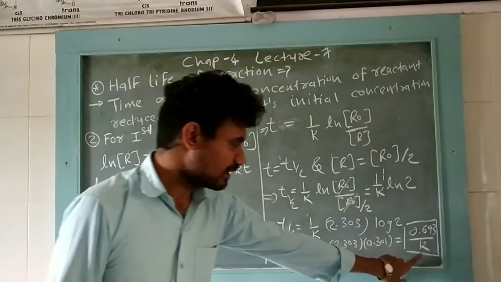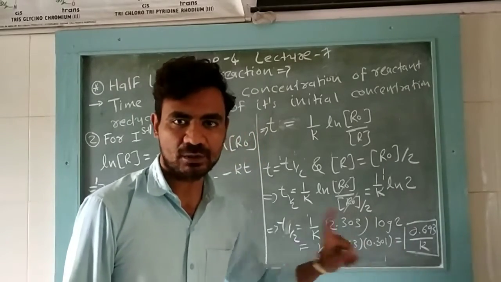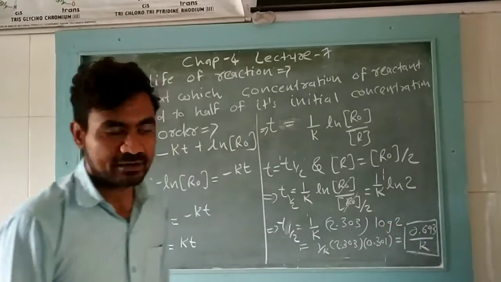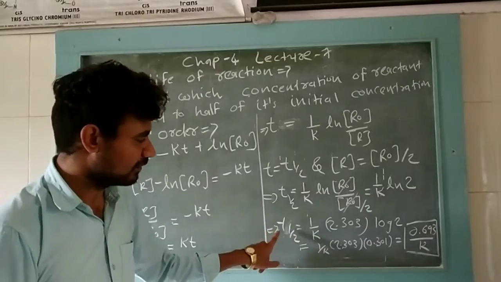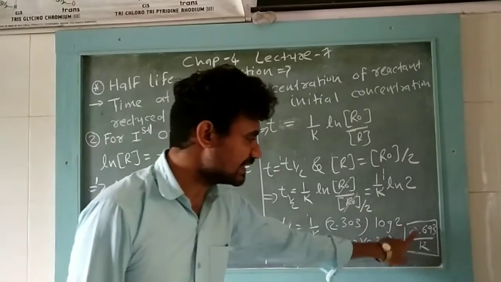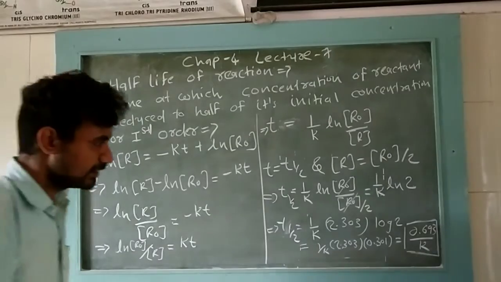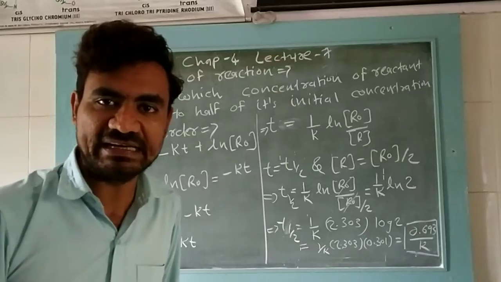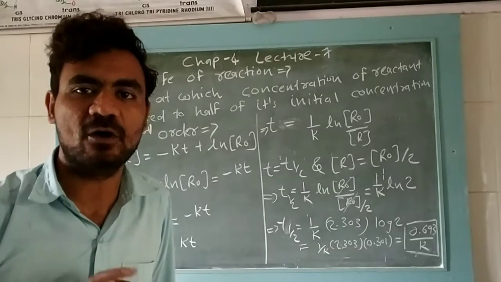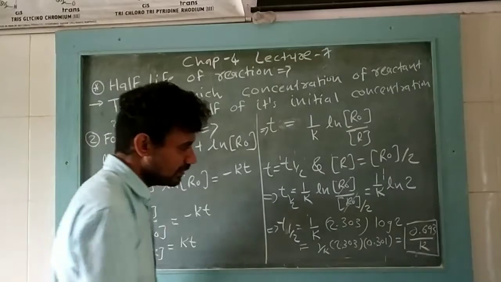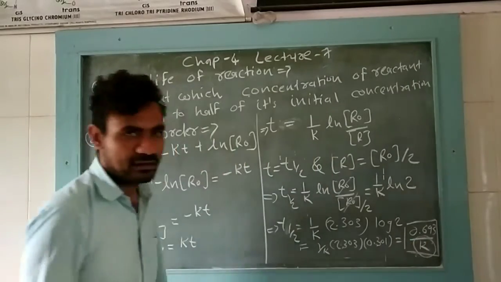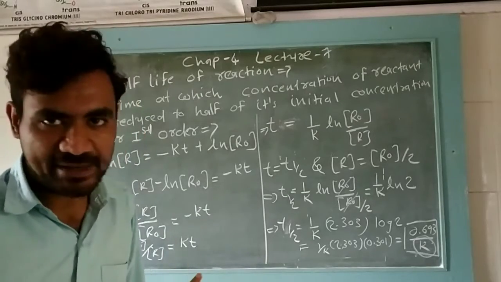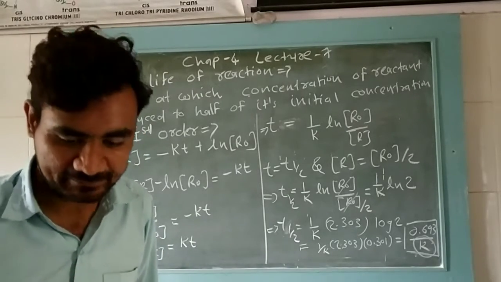This is the half-life equation for first order reaction. Now in this equation, you can see that the half-life of first order reaction is independent of concentration. Here the concentration term is not there. So the half-life of first order reaction is independent of concentration. It is only based on rate constant K. It only depends on rate constant K. It is independent of concentration here.